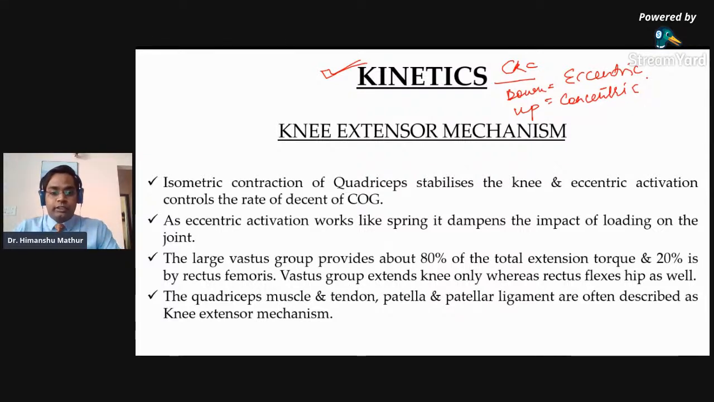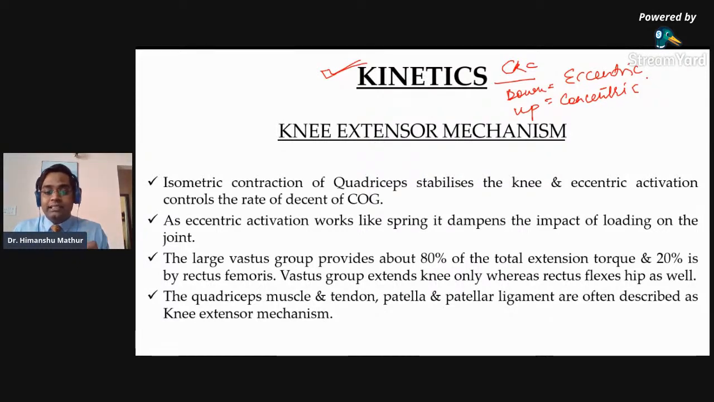Okay, now let us see what is written. As eccentric activation works like a spring, it dampens the impact of loading of the joint. Obviously, I don't want my joint to be overloaded, I don't want my joint to have more compressive loading. That is why the quadriceps work eccentrically, and absorb all the extra force. Now, the large vastus group provides about 80% of the total extension torque, and 20% is by rectus femoris. I told you already.